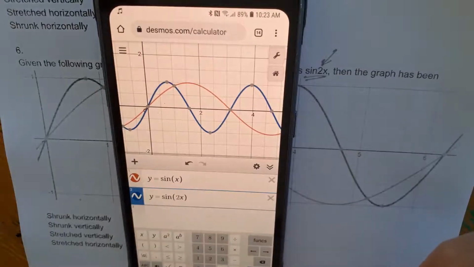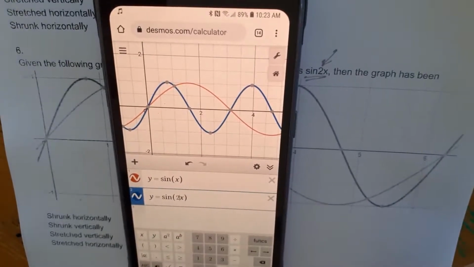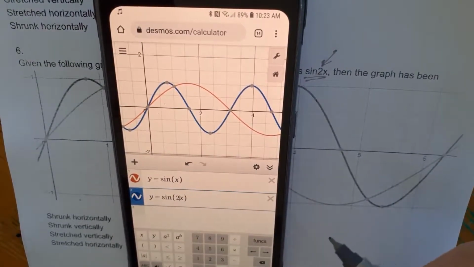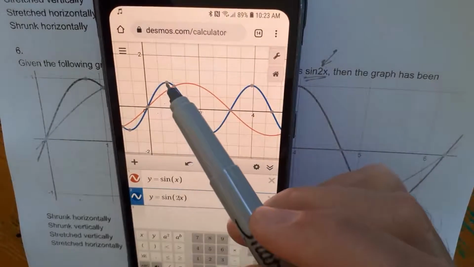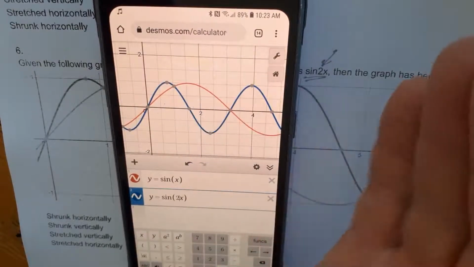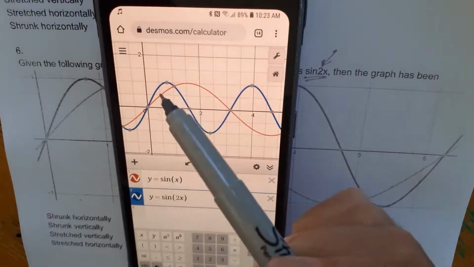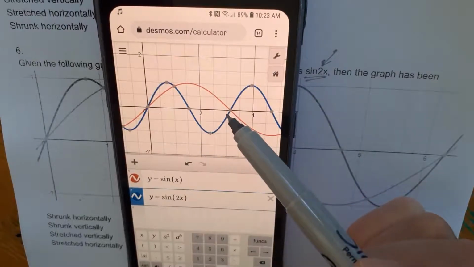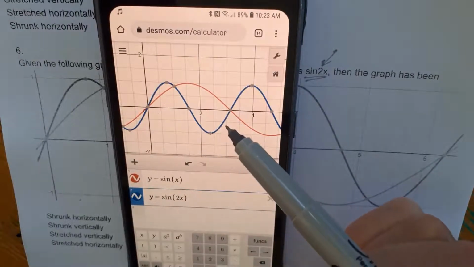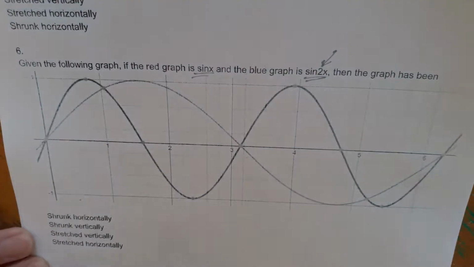So now we've got the same height, right? Here it is up, this is the same height here, but it's been shrunk, it's been squished down this way horizontally, right? So this has been shrunk horizontally by multiplying something in front of the x. So what do we have here? We're just going to say shrunk horizontally, right?